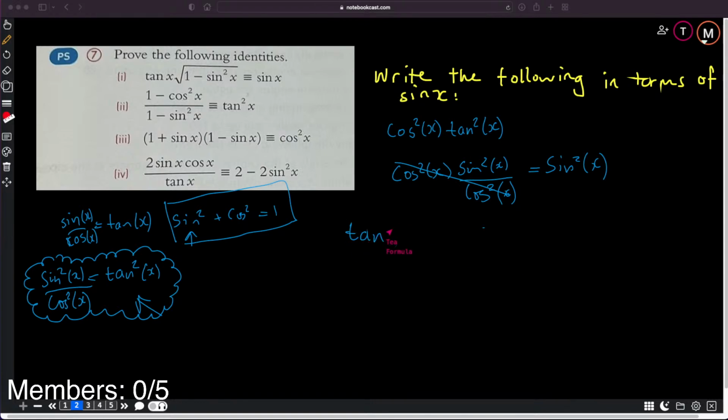Tan x cosine squared x. Tan x. Is that squared or cubed? That's cubed. Oh, sorry, I didn't see the cube.